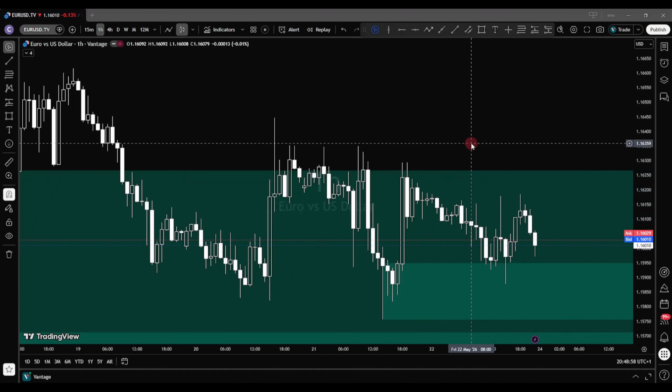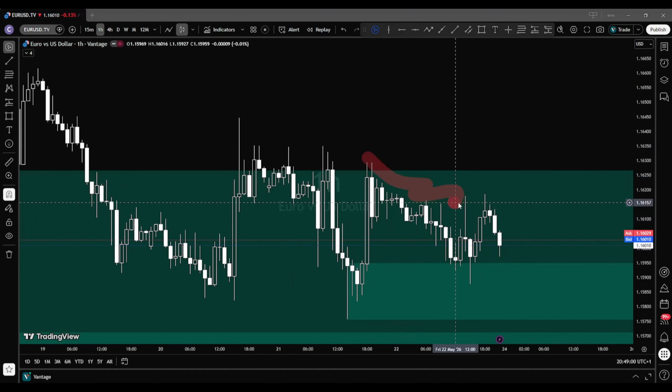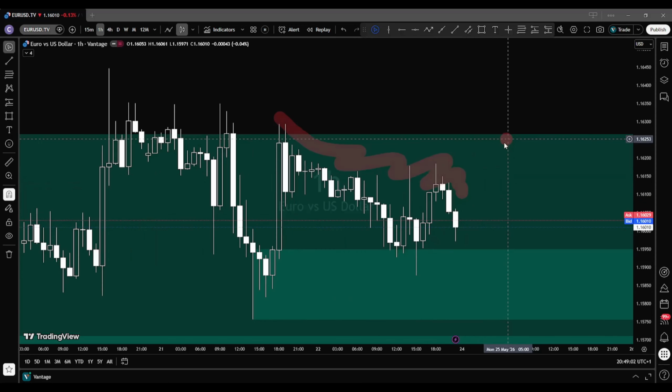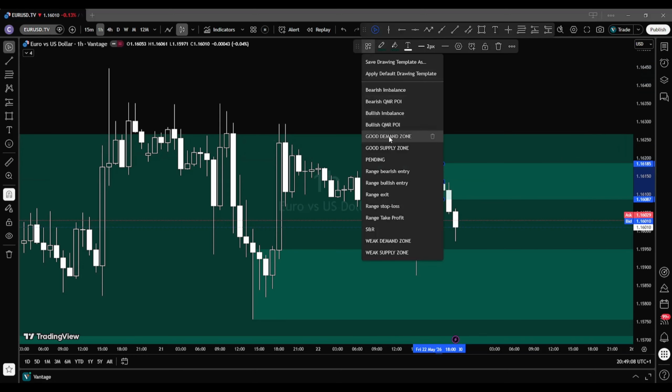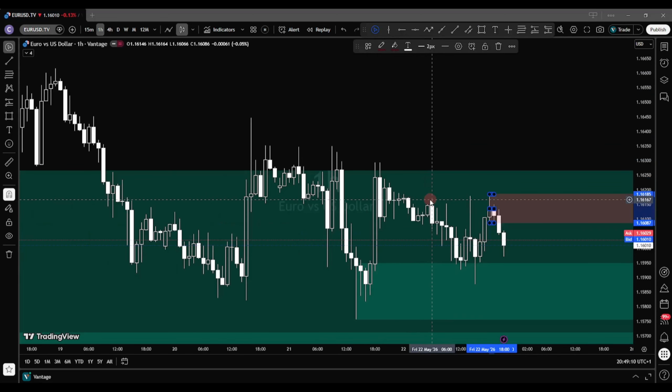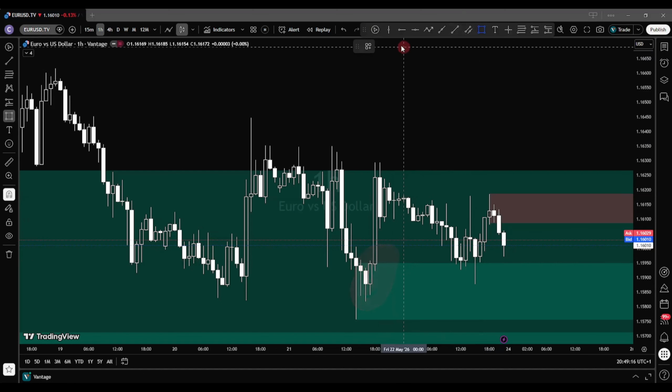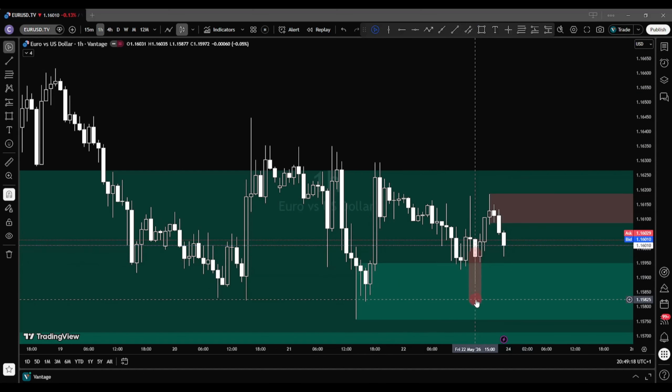As you can see, price is no longer creating good supply zones at the top, though this is the last supply zone it created at the end of the day. However, it has utilized the demand zone here. As you can see, the demand zone here has been utilized by this move to the downside.